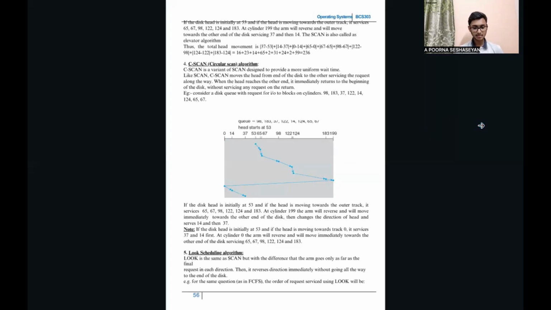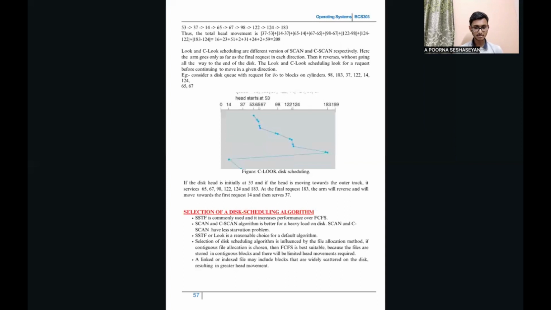Example, for the same question, the order of request service using look will be 53, 37, 14, 65, 67, 98, 122, 124, 183. Here we are not scanning 0. So that is called look. Thus the total head movement is 208, and this look is even better than scan because we are not taking 0. The head movement reduces.